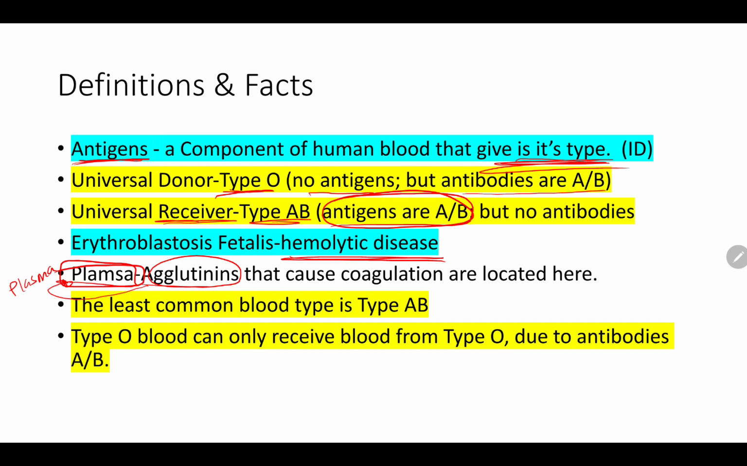The least common type of blood that we have in our population will be type AB, the universal receiver, right? It's going to be the least common. And of course, as I mentioned, type O blood can only receive blood from type O because of the anti-A and anti-B antibodies. Okay, so this is going to be a quick lab quiz review.